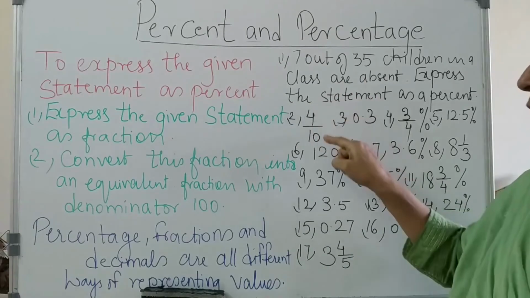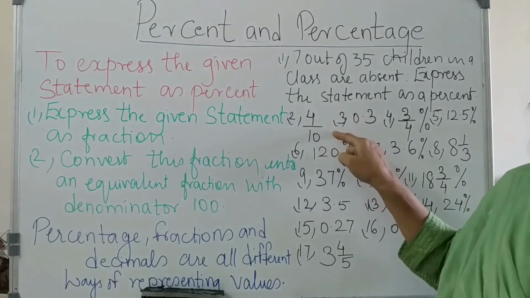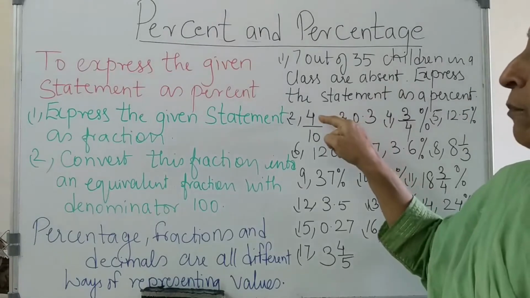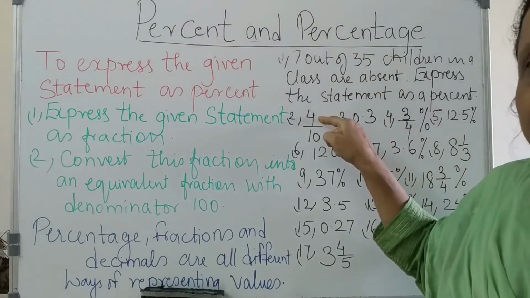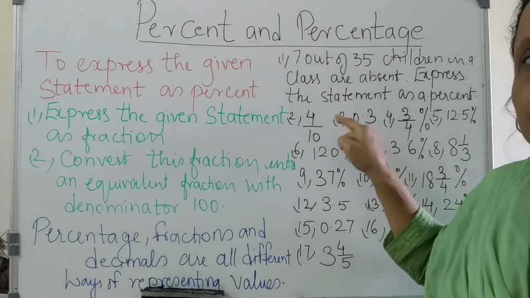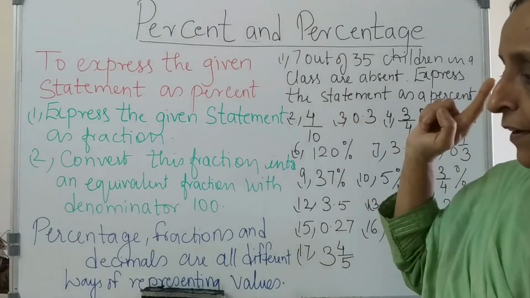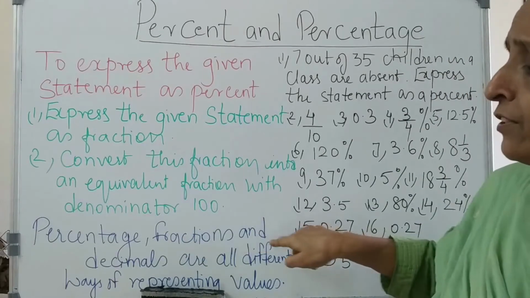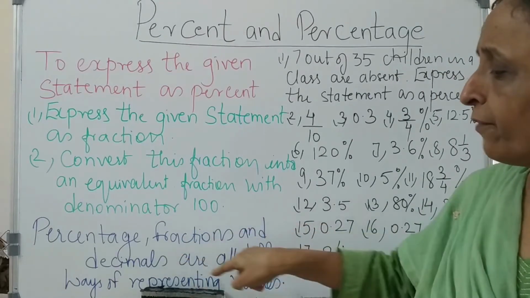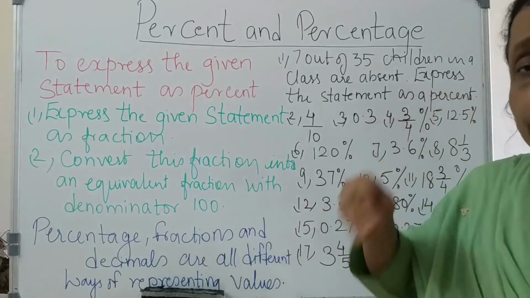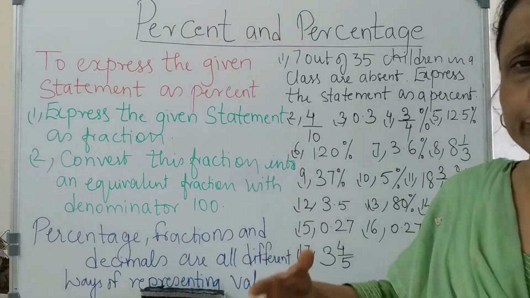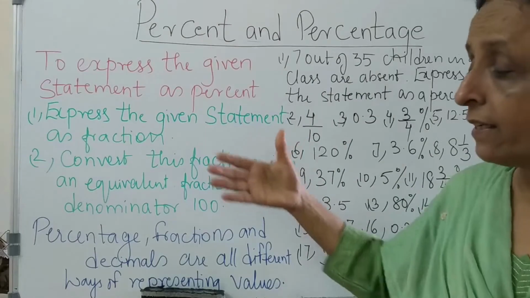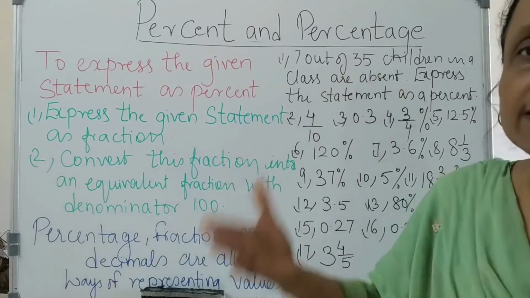Supposing 4 by 10, then you make it 100. To make 10 into 100, you have to multiply by 10. So you have to multiply 4 also by 10. It becomes 40. 40 out of 100. Now percentage, fractions and decimals are all different ways of representing the values. Whatever the values, it can be represented in either way, it remains the same.